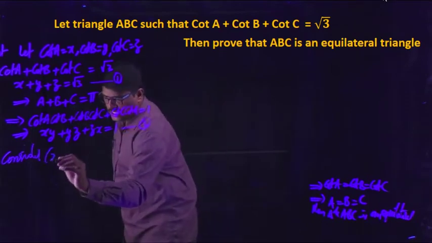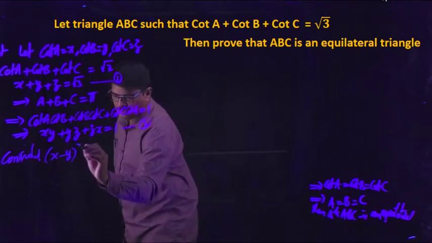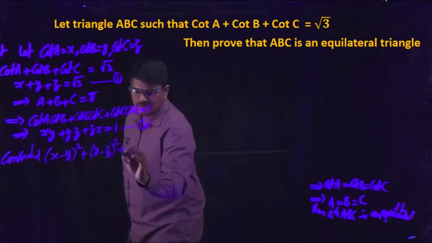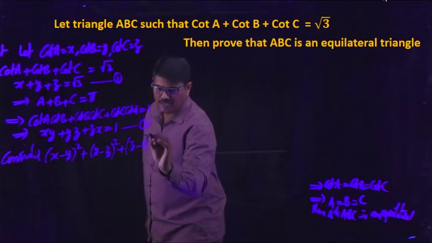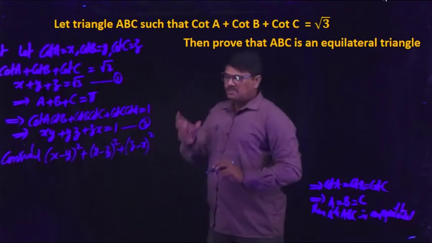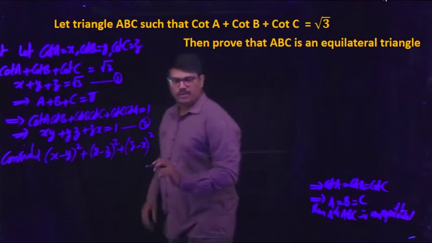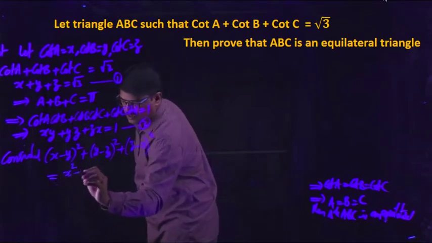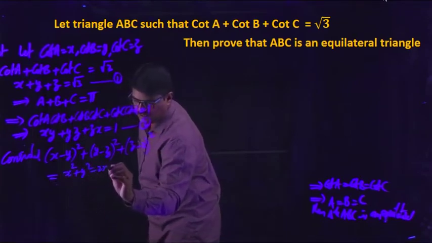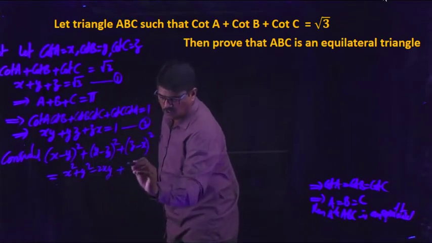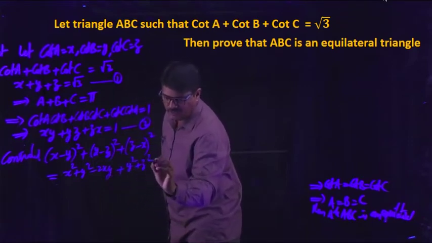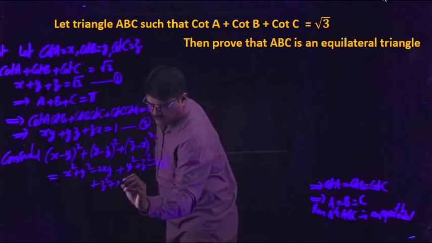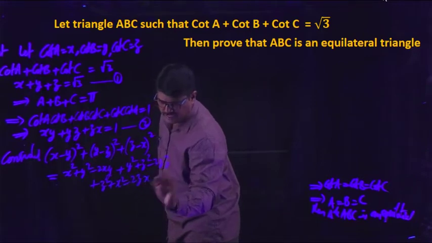You have to consider one statement, and you have to remember this one. (x − y)² + (y − z)² + (z − x)². You have to consider this value and observe what value you will get. What is the value of (x − y)²? Which is x² + y² − 2xy. (y − z)², similarly y² + z² − 2yz. And (z − x)², z² + x² − 2zx.